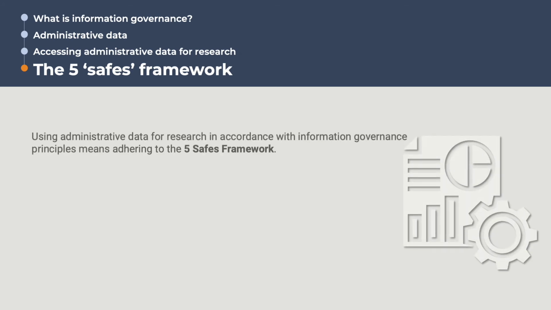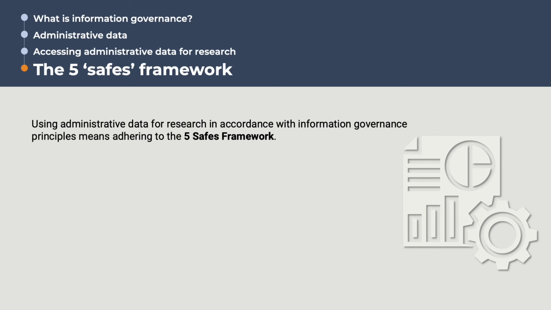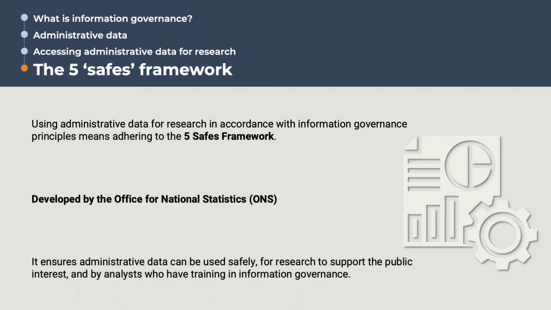Using administrative data for research in accordance with information governance principles means adhering to the 5 SAFEs framework. The framework was originally developed by the Office for National Statistics for England and Wales. It ensures administrative data can be used safely for research to support the public interest and by analysts who have training in information governance. This framework is frequently applied by many more administrative data providers to ensure research can take place with minimal risk of disclosure of individuals' personal data.